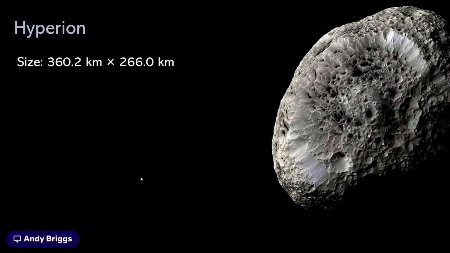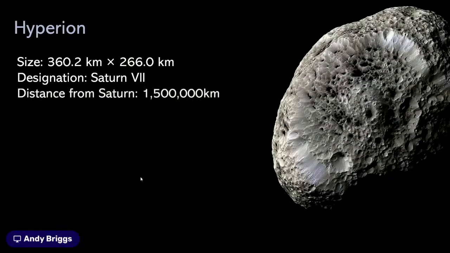Just a few details about Hyperion. It's 360 by 266 kilometers. Do forgive me if I slip between miles and kilometers, because I'm at that difficult age, you know. It's designated Saturn 7. In other words, it's the seventh moon from Saturn going outwards.